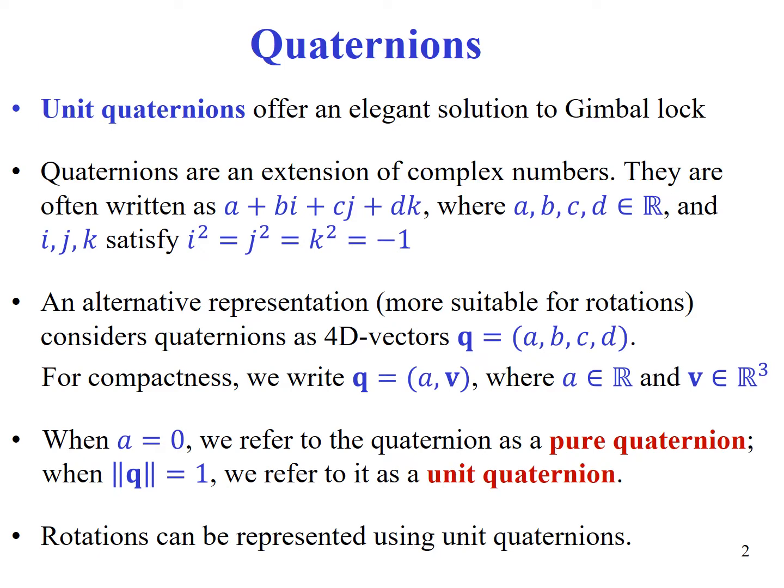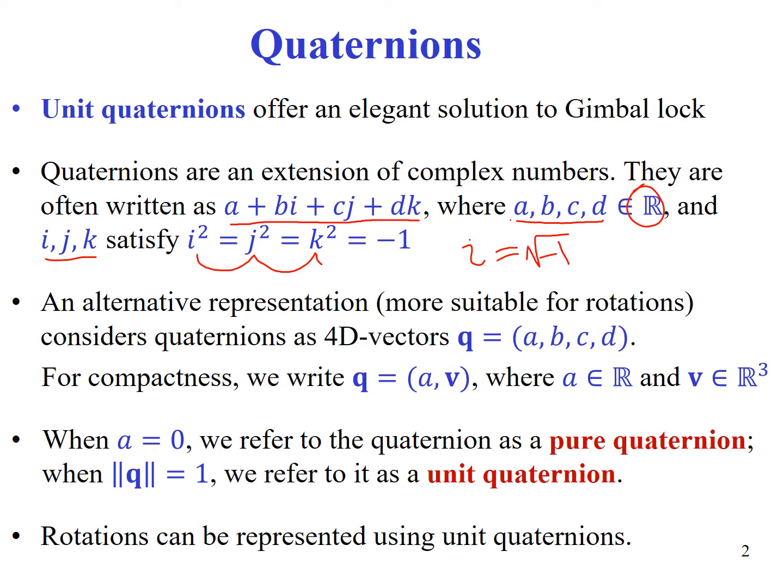They are often written as a plus bi plus cj plus dk, where a, b, c, d are real numbers, scalars, and i, j, k satisfy i squared is equal to j squared is equal to k squared is equal to -1. Hence, i, j, and k are all equal to square root of -1, which makes them complex numbers.